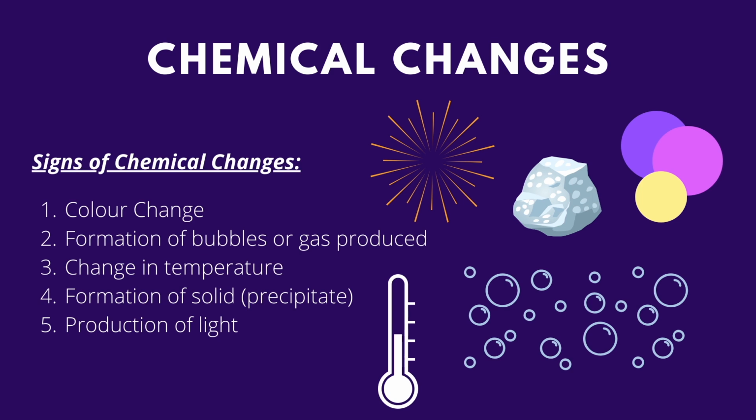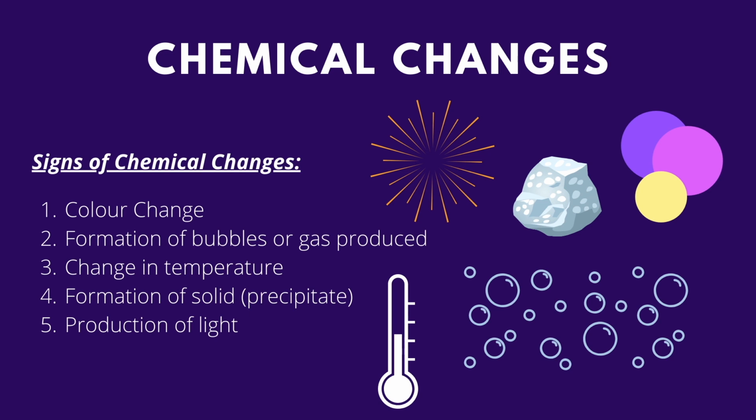First, color change. Second, if any type of formation of bubbles or gas is produced, that is also a sign of chemical change. Third, a change in temperature, if a substance gets significantly hotter. Fourth, we have the formation of a solid, which is called a precipitate. If a solid forms that wasn't there at the start of the reaction, then a chemical change has happened. And lastly, production of light.